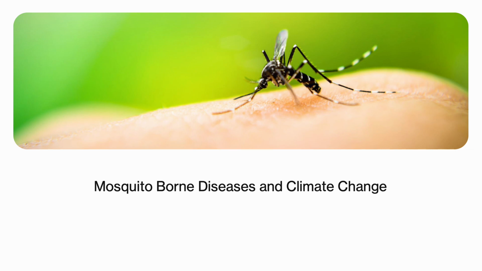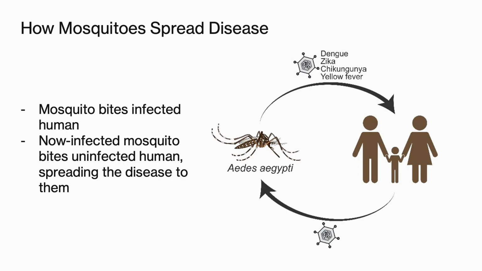All right, so for mosquito-borne diseases and climate change, I want to start out simple with how mosquitoes spread disease. First, a mosquito bites an infected human. So say the father's infected, the mosquito will bite the father. And then the mosquito has the disease, such as dengue, Zika, one of these diseases. And then the now infected mosquito will bite an uninfected human, say the mother, and that spreads the disease to them. So pretty simple to get us started.